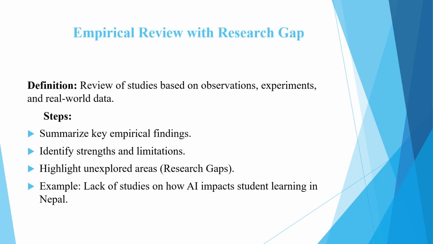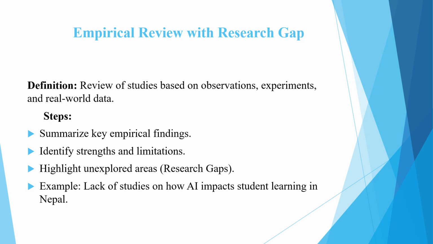Next is the empirical review with the research gap. What is an empirical review? It is a review of studies based on observation, experiment, and real-world data. Those data which we can observe or find from experiments or examples, such as the results of AIDS patients or victims of COVID. These are real-world data. From these data, we can do an empirical review.